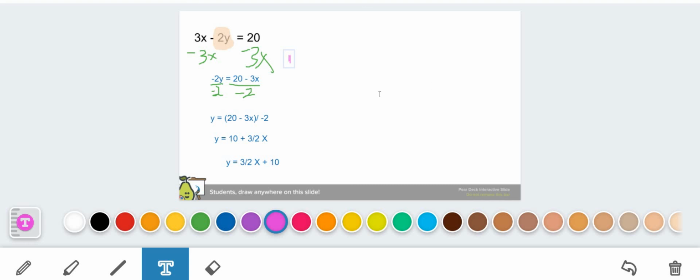All right, now let's choose a different color and show our properties. This is the inverse property. This is also the inverse property. All right, this is just simplification, so we don't have to put anything. But this is the distributive property, and this is the commutative property.